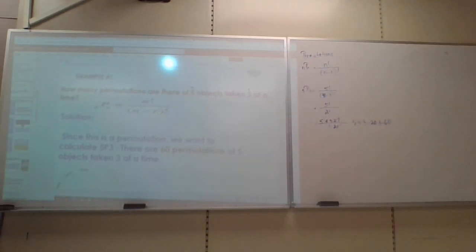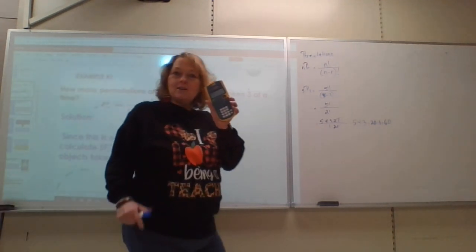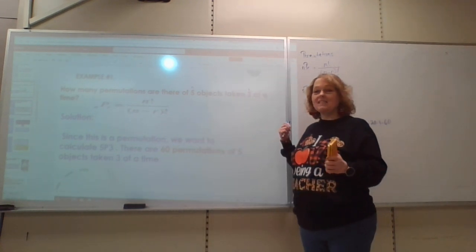So then on your calculator, you push 5, and then you push the button that shows NPR, and then you push the 3, and you press enter, and what did you get? 60. Did you try it? So, is it easier by calculator or by hand? By calculator, and it saves time.